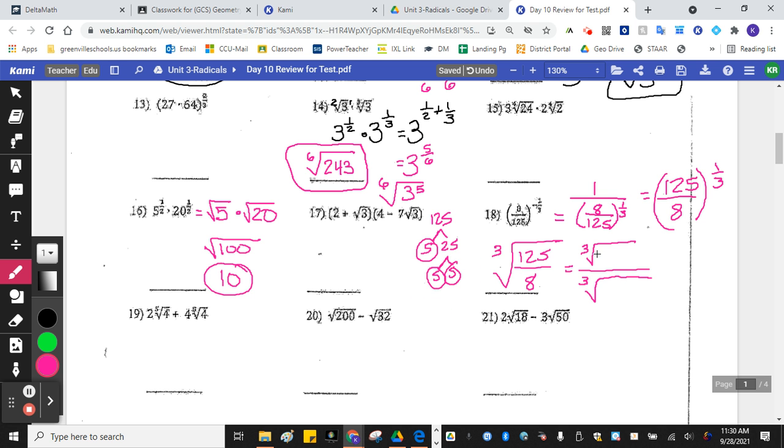Man, I liked math before this. I never liked it. I was good at math.